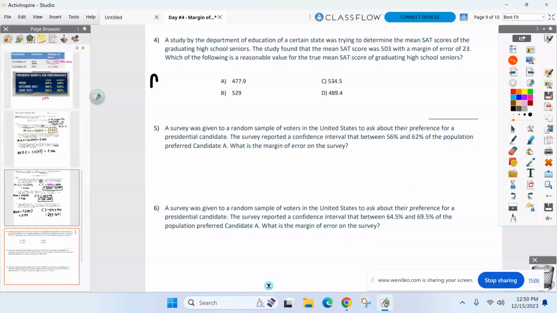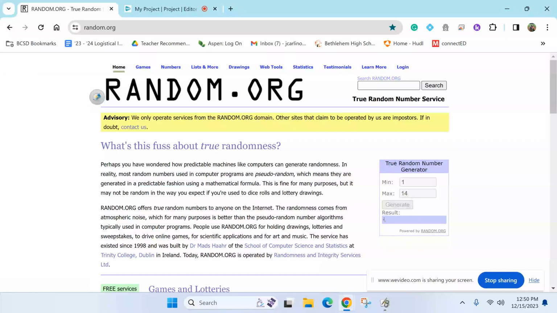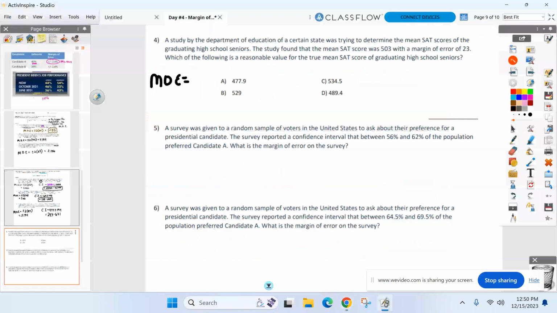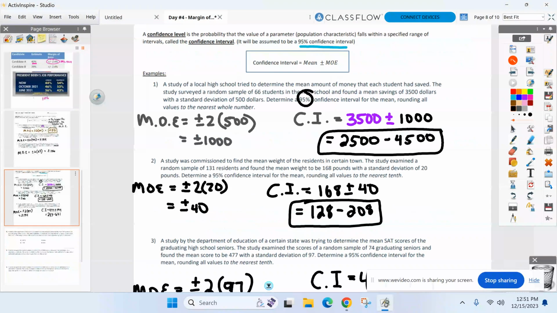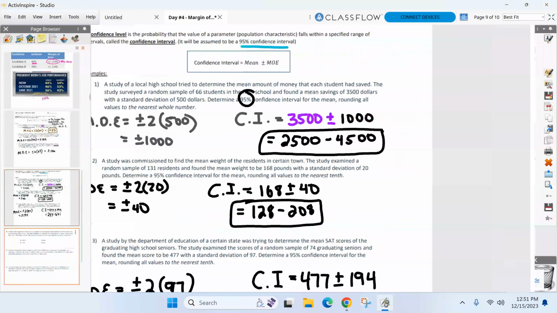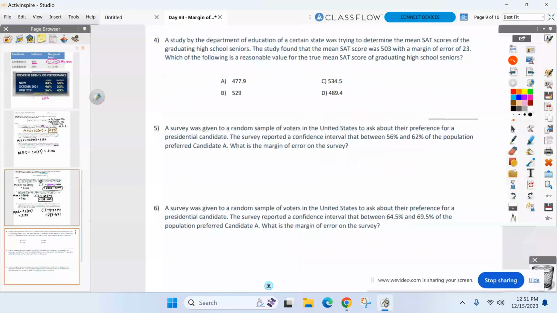So what's going on? Margin of error. Help me find that one. Paige, hello. Plus or minus 2. Good manners. Times what here? Oh, wait, we already have the margin of error. All right, relax. I was getting all fired up. We already have the margin of error. All right, so how about the confidence interval now? 503 plus or minus 22. There you go.